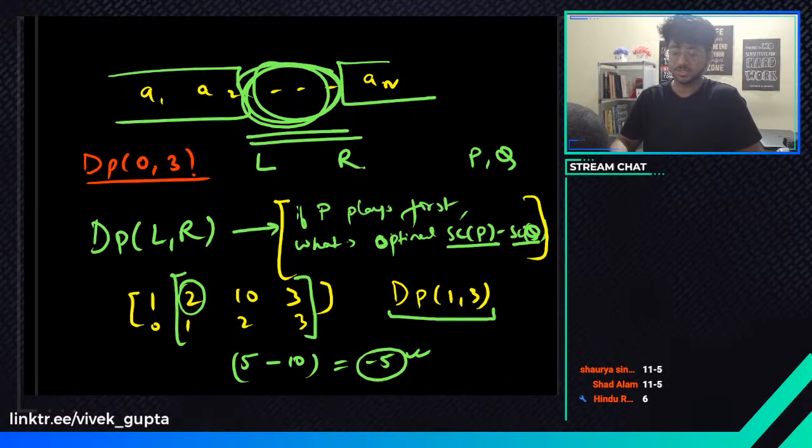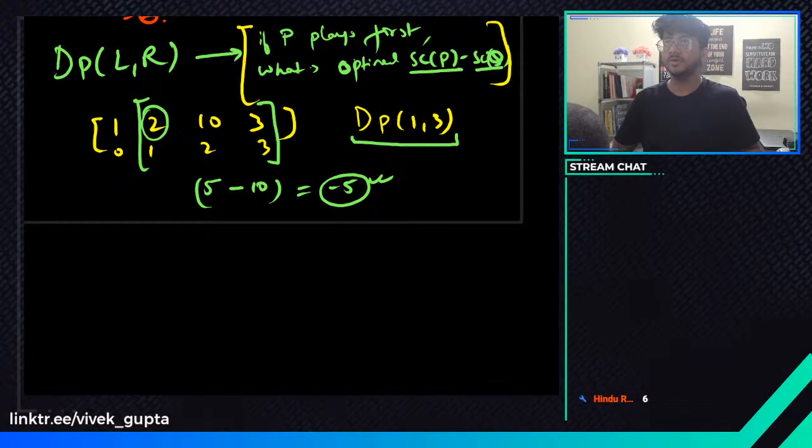11 minus 5, yeah, makes sense. It's a 6, right? This is 6. Okay, so now let's try to find out how do we write a transition for this. This is the state. How do we write a transition for this?